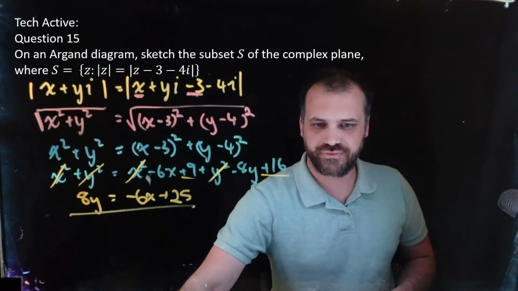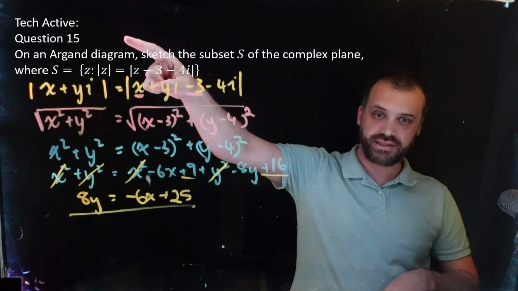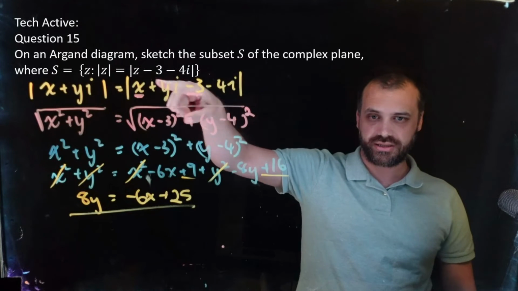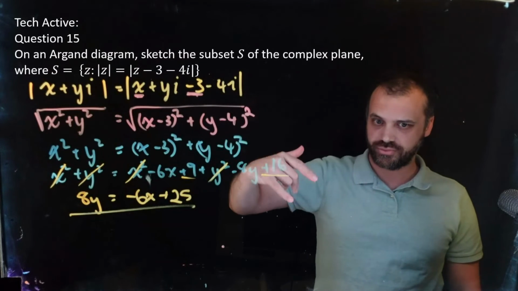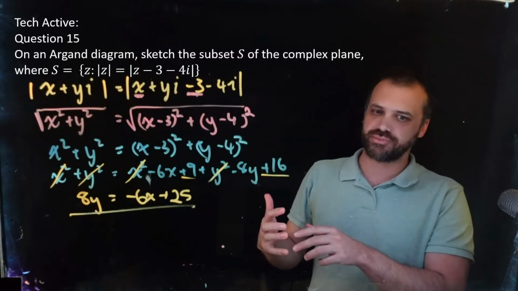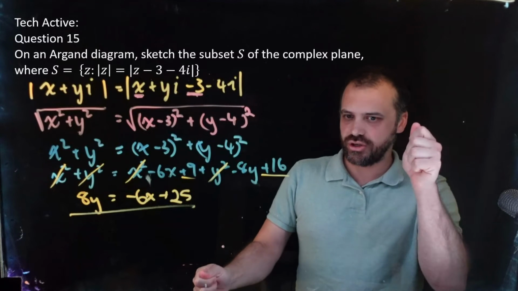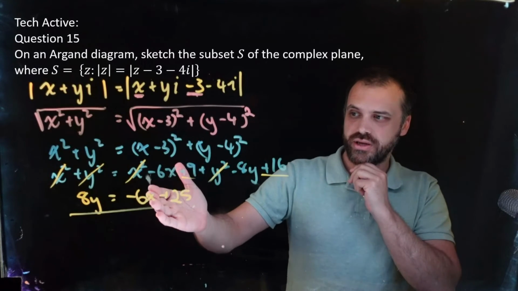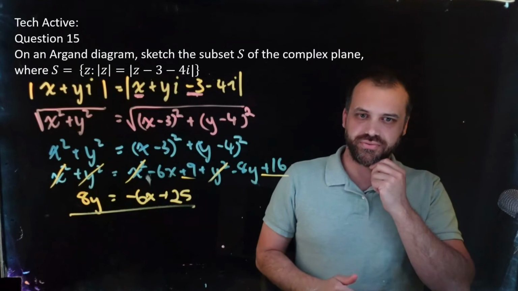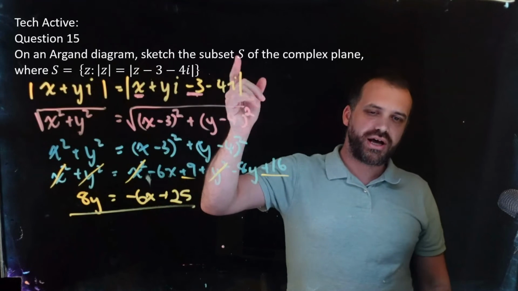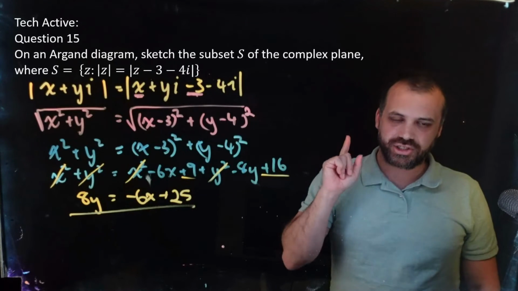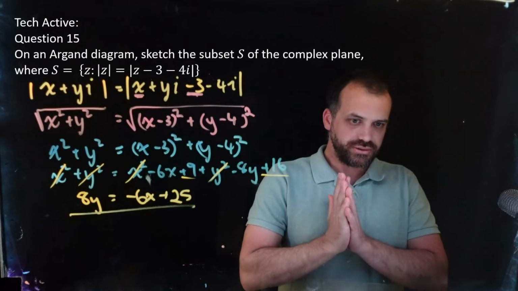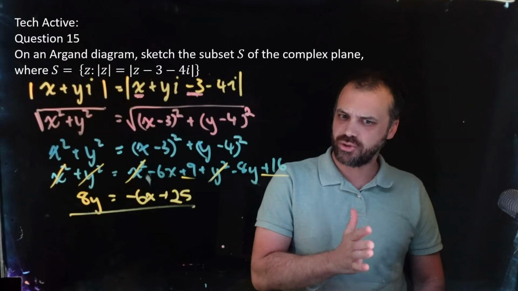Okay, that is fantastic. What we've done is take this statement about a subset and put it onto a Cartesian plane, and the equation of that line on that Cartesian plane is 8y minus 6x plus 25. But it does say on an Argand diagram, sketch the subset. So let's have our calculator help us a little bit.